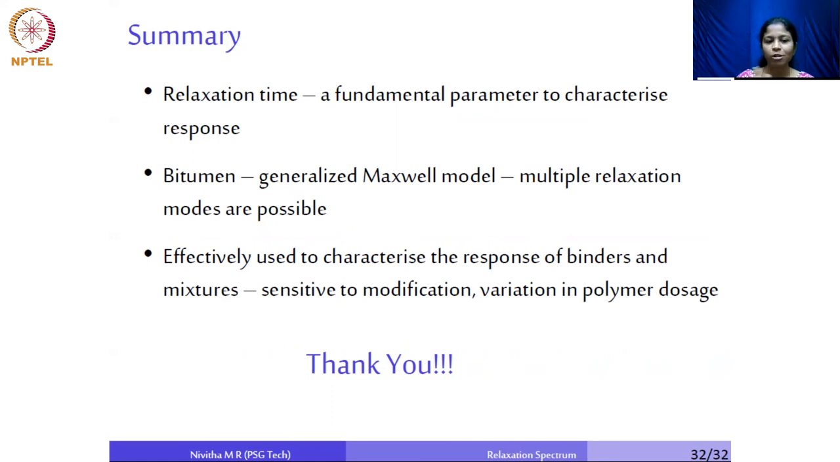And we have also seen that it is effectively used to characterize the response of binders and mixtures. Basically, I have not shown you any mixture data, but research is currently underway related to use of this relaxation spectrum for mixtures as well. So it is sensitive to the effect of modification, variation in polymer dosage, and many other parameters as far as mixture is concerned. Right? So that is all I have related to the relaxation spectrum.